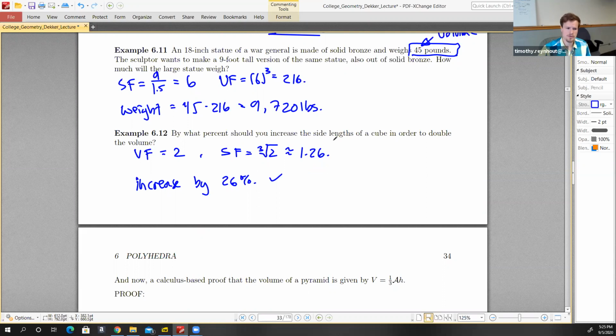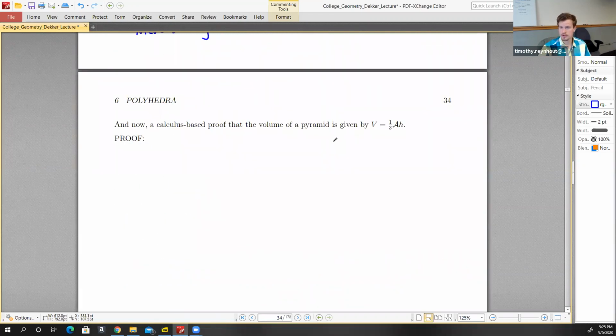Now, for those of you that are interested, in fact, I would encourage all of you to watch the video on the calculus-based proof that the volume of a pyramid is in fact given by 1/3 times the area of the base times the height. And I'm not going to do that right now, just because I think it's a little more beneficial to spend more time on this. It's a new idea, so we'll just do another video for it.